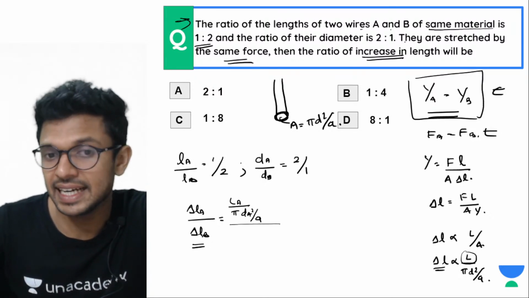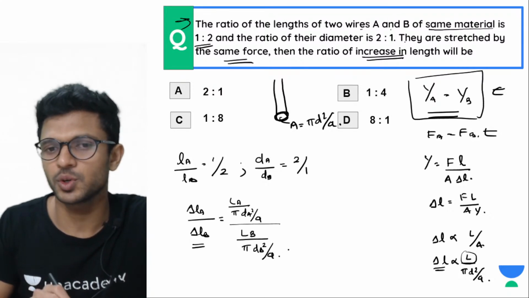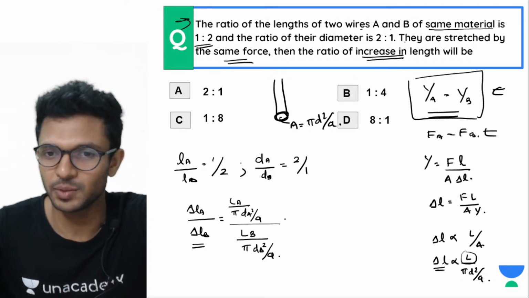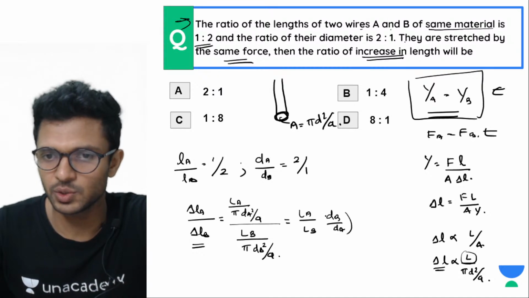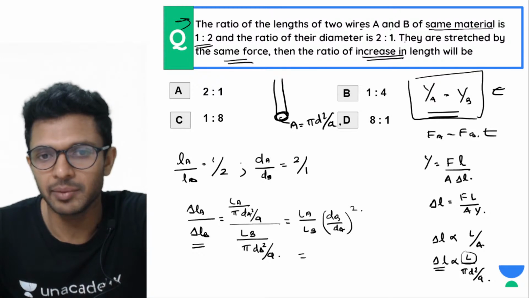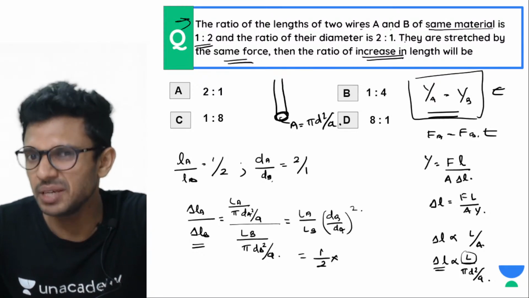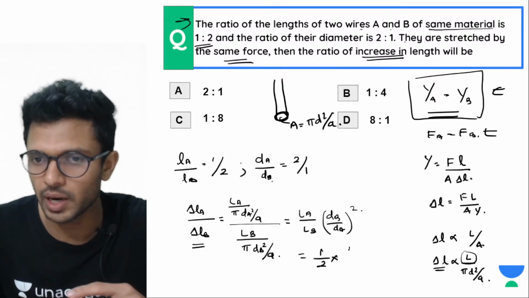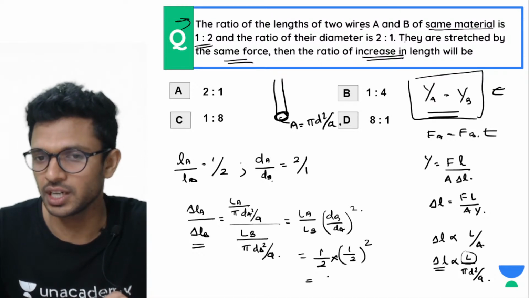Then delta L of B, how will you write? L of B the whole divided by pi dB square the whole divided by 4. No problem still, I suppose. LA by LB, then dB square divided by dA square. So dB by dA the whole square. What is LA by LB? LA by LB is 1 by 2, it's given. dA by dB is 2 by 1. Here we have dB by dA, meaning the inverse. So what will it become? 1 by 2 with the square. Done. So 2 square is 4 into 2 is 8.